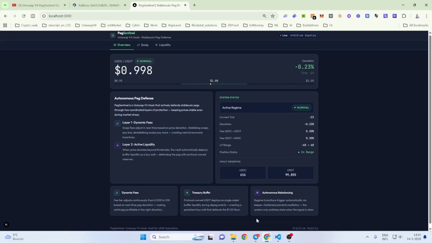To conclude, PegSentinel is a Uniswap V4 hook that actively defends stablecoin pegs by deploying protocol-owned liquidity when needed. It operates with two layers. First, dynamic fees: trades that push the price off peg pay more, while trades that restore the peg pay less, incentivizing arbitrage. Second, a treasury vault: these fees accumulate and are redeployed as liquidity during periods of stress. The system is still experimental on our Arbitrum Sepolia, but early results show strong potential.